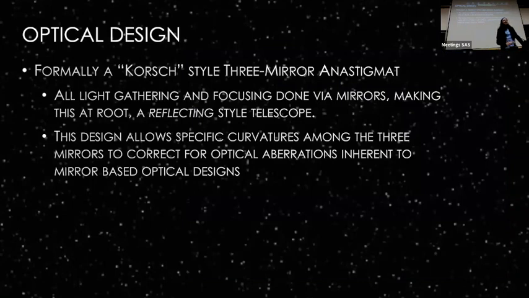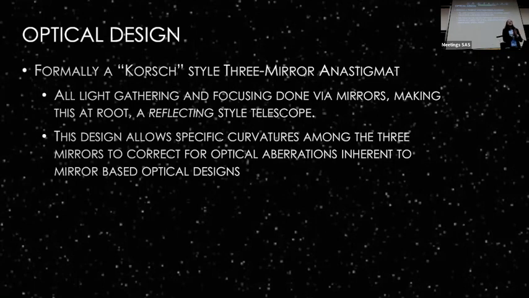So the design of this, if you're familiar with reflectors or refractors or Schmidt-Cassegrains or things like that, this is formally a Korsch style 3-mirror anastigmat design. What does that mean? Ultimately, it's just a series of mirrors. But every single mirror in the optical pathway from that primary array, the secondary mirror, the tertiary mirror, and then the quaternary mirror, which we're not really going to talk about too much.